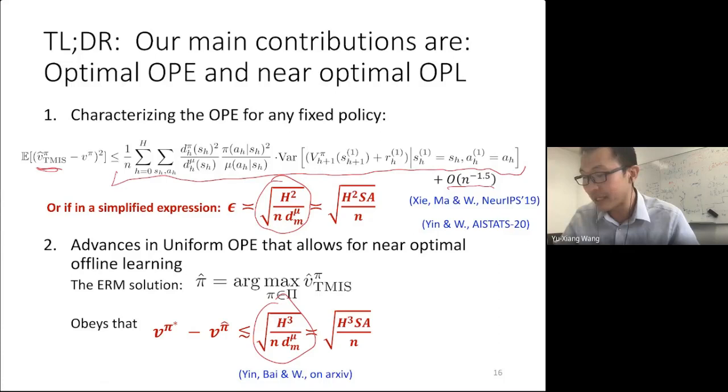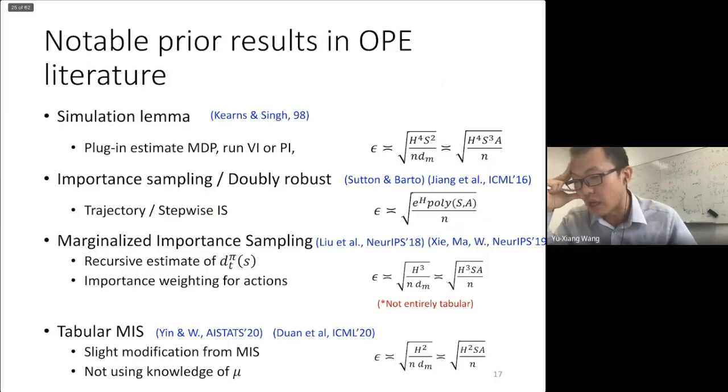Prior results on offline evaluation are by no means a full list, but I'm just presenting a couple of notable ones. Please forgive me if I did not cover your results, because there are so many, it's impossible for me to cover everything. So back in the '90s, the simulation lemma can be used to do this kind of off-policy evaluation, and you get some bound, but with a suboptimal dependence in H and S.